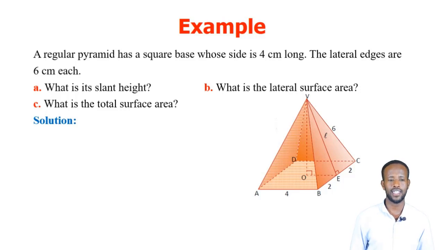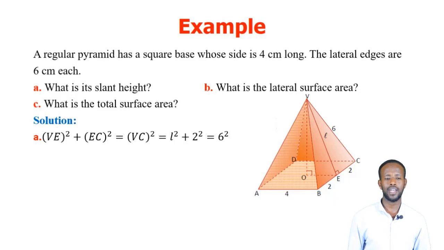Now we can find this is the slant height. Let us see A. VE squared plus EZ squared is equal to VZ squared, by the Pythagoras theorem. Now we can say VE is L, so L squared plus 2 squared is equal to 6 squared. When we square 2, it is 4. When we square 6, it is 36.